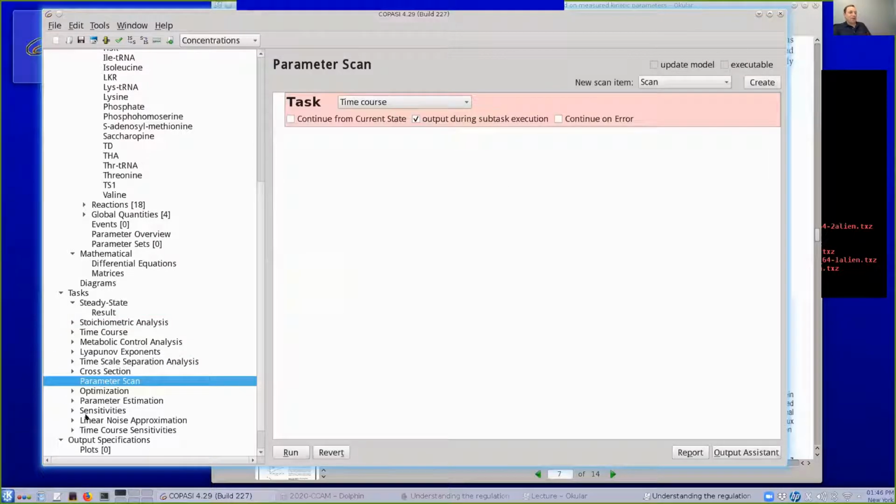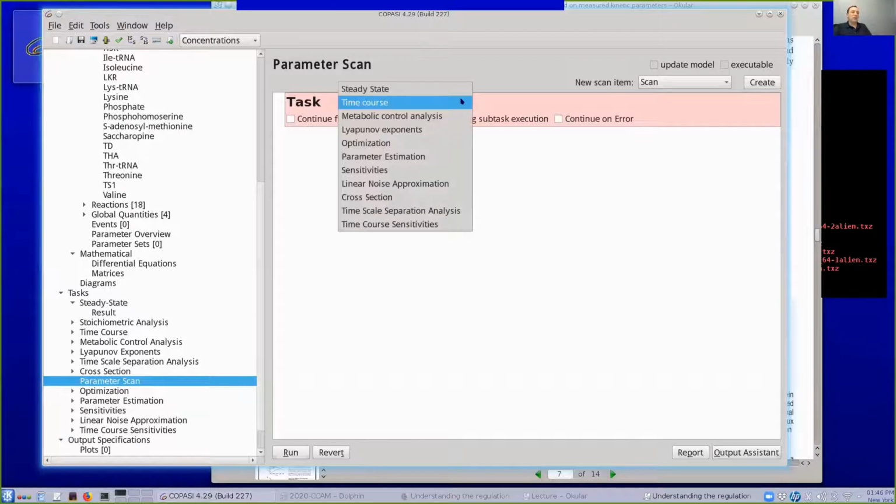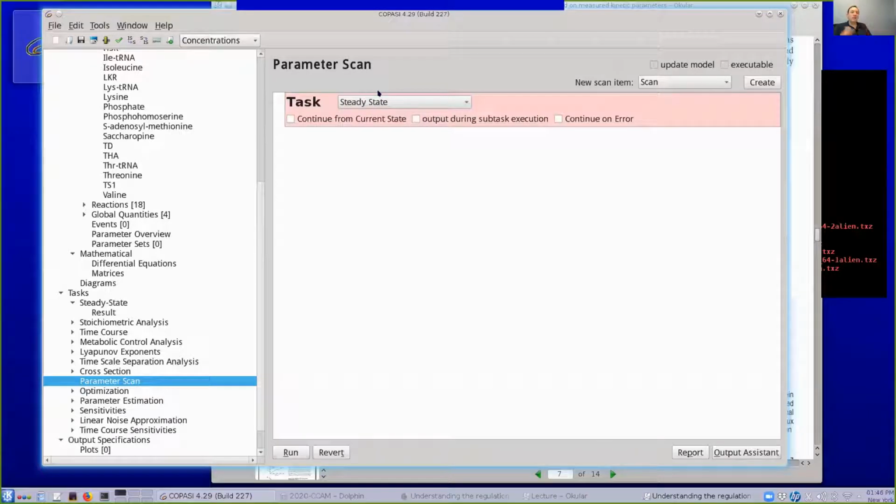Okay, so I'm going to do a parameter scan. In COPASI, there are a number of things that can be done in parameter scan. The first one is to say, this is basically a way of repeating a task several times. And there are many tasks you can repeat. These are all the different ones. You can do this for many things, including parameter estimations. Later on, you will see why that might be useful. In this case, we want to do a steady state, because that's what that figure did. Calculate the steady state at different values of that species LKR.